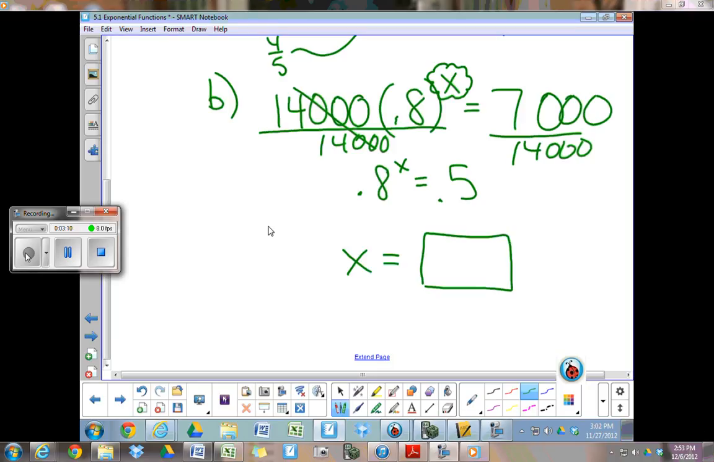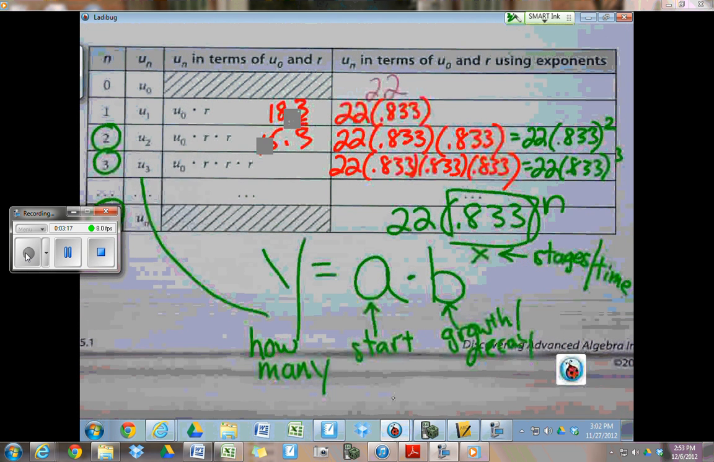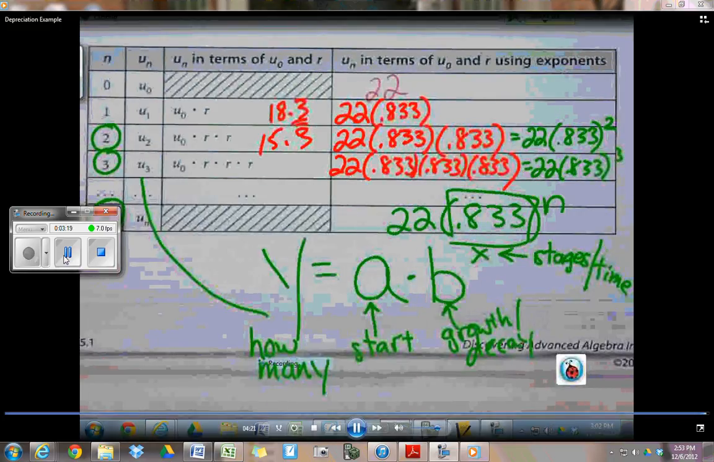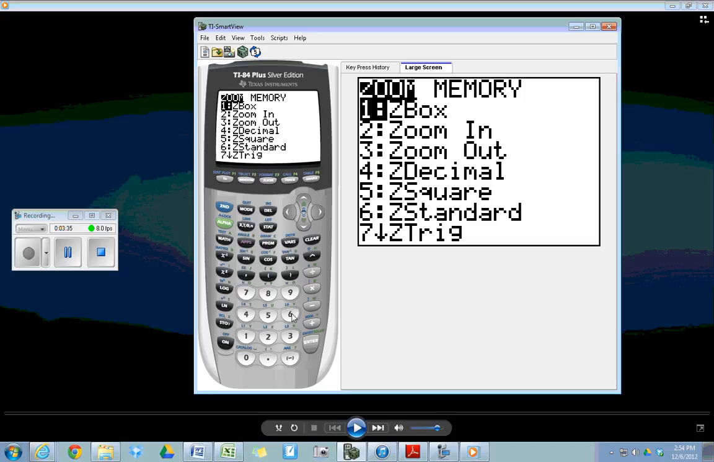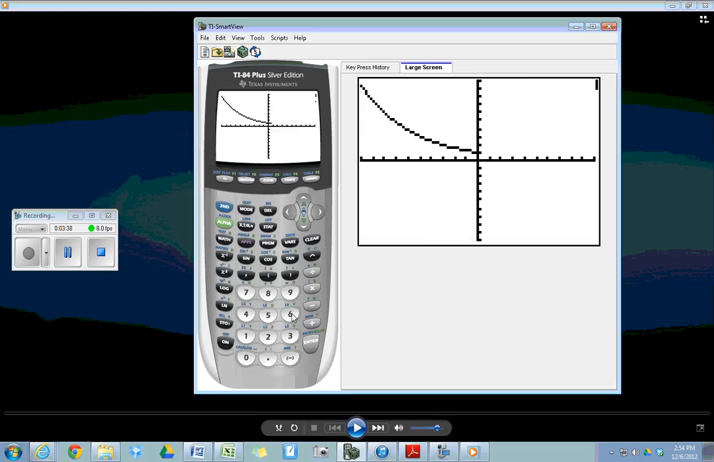So we're going to find the missing x by using our graphing calculator. What I want you to do is go to y equals on your calculator, and put in 0.8 to the x power for y1, and for y2, put in 0.5, which is the value that you want it to reach. When you graph it on a standard window, there's your 0.8 to the x, and then you're going to have a horizontal line coming across at 0.5.